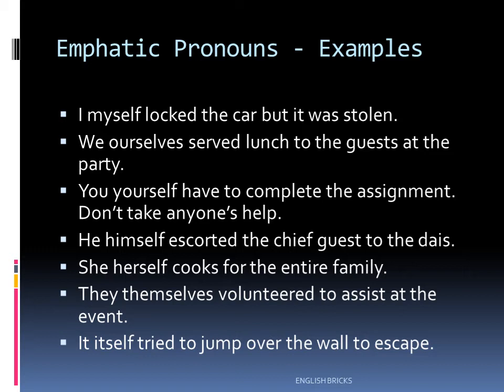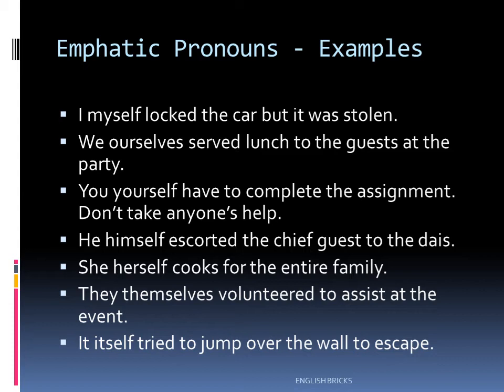Now, let us look at the next example. We ourselves served lunch to the guests at the party. If I remove ourselves, we served lunch. Plain enough, simple. You yourself, he himself escorted the chief guest to the dais. Who did it? He. Why he himself? Just to emphasize, just to give importance to who did it. She herself, they themselves, it itself.